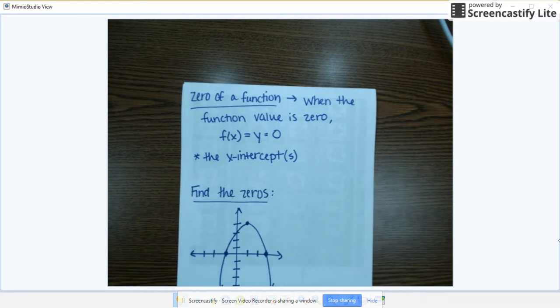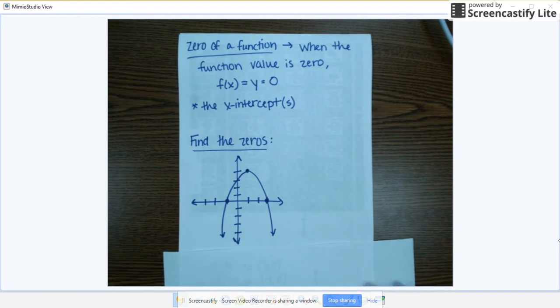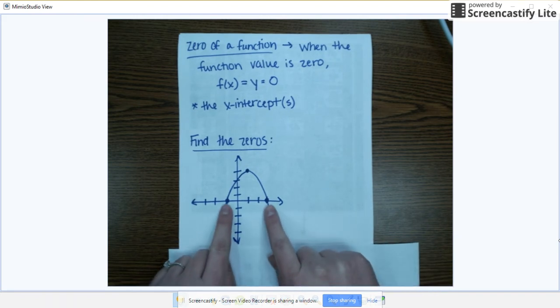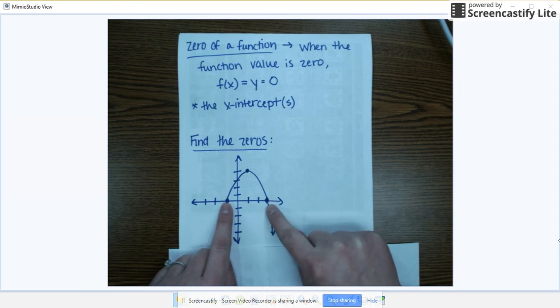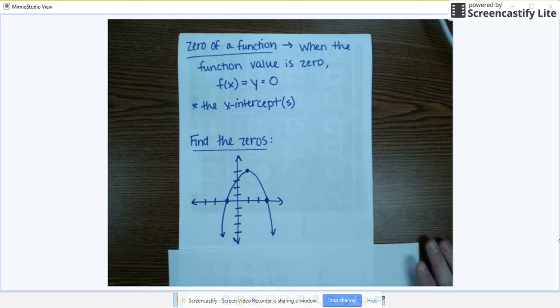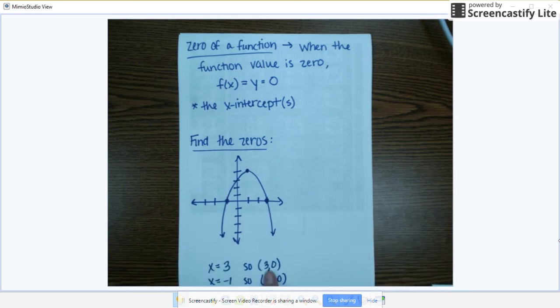So looking at this graph, we want to find where our zeros are. In other words, what are the x-intercepts? So x-intercepts, remember, mean it crosses the x-axis. So our 2 x-intercepts would be +3 and -1. If you wrote those as coordinate points, it would be (3, 0) and (-1, 0).